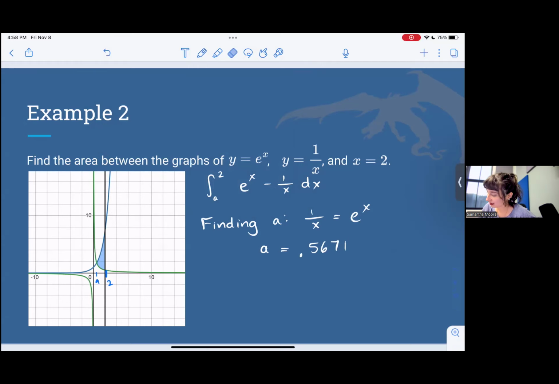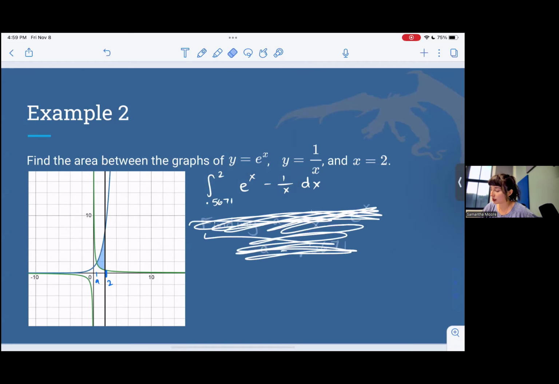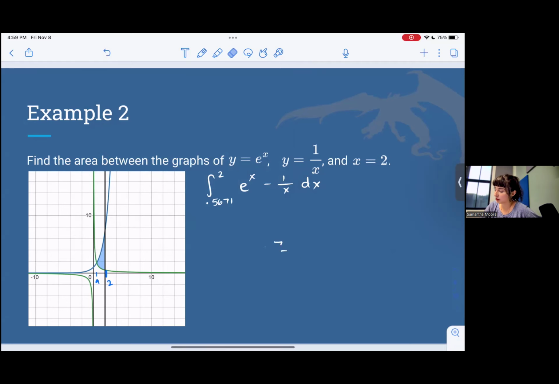Okay, so now I can set up my bounds. So that is my lower bound on my function. So I'm going to go ahead and plug that back in up here. So I should be integrating from 0.5671 up to 2. And I'm integrating the function e to the x minus 1 over x.